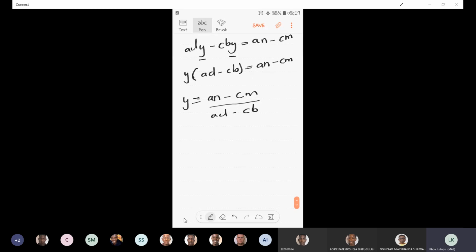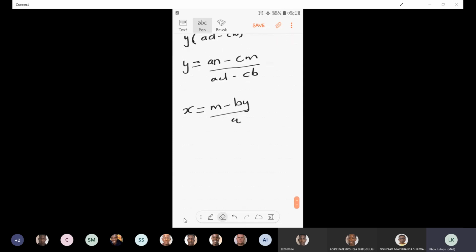We say that x is equal to m minus by over a. So what I will do is take this y and put it over there and then solve. So I have x is equal to m minus b, and the value of y, this is an minus cm over ad minus cb, and this is all over a.